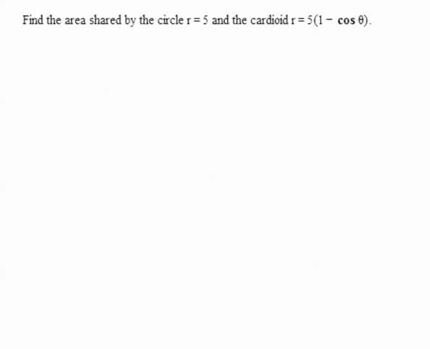Okay, this is my version of problem number 24 from section 11.3. We want to find the area that's shared by the circle r equals 5 and the cardioid r equals 5 times the quantity 1 minus cosine theta. So hang on a second.